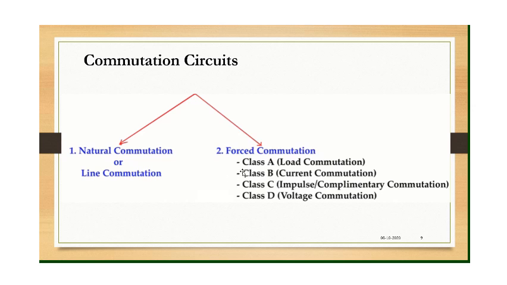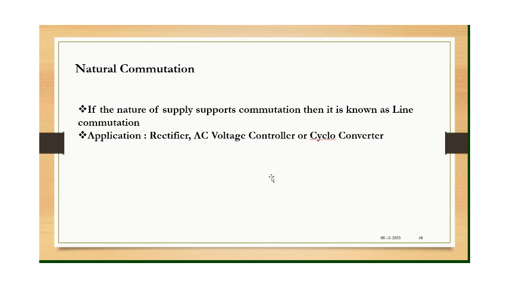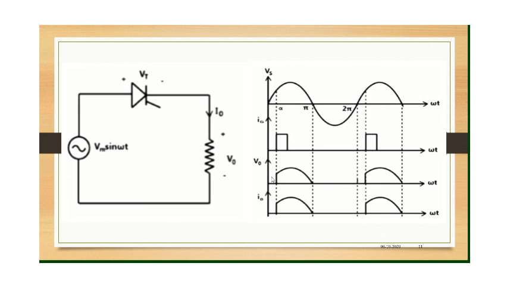For your syllabus you have class A and B, which we'll be discussing in the further sessions. Alright. So this is a simple example for natural commutation. Just for your information, I've put this. Let me explain that. This is the SCR or the thyristor, a simple half-wave rectifier circuit. As you can see, the SCR has replaced the diode here.